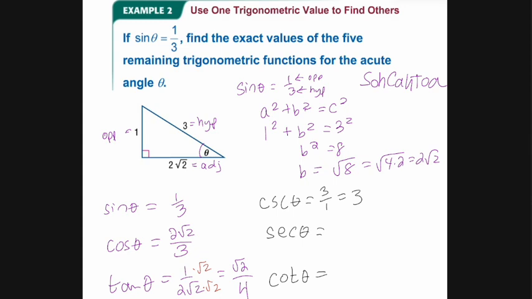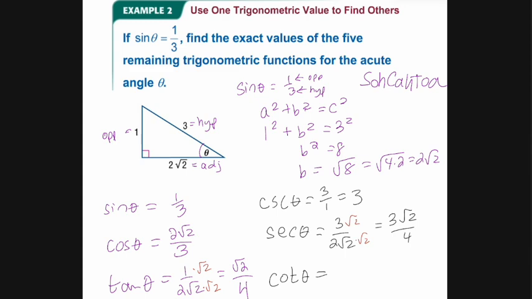Secant would be 3 on the top, 2 radical 2 on the bottom. We got to fix that. We can't have radicals in our denominator. Just multiply top and bottom by radical 2. We get 3 radical 2 over 4.